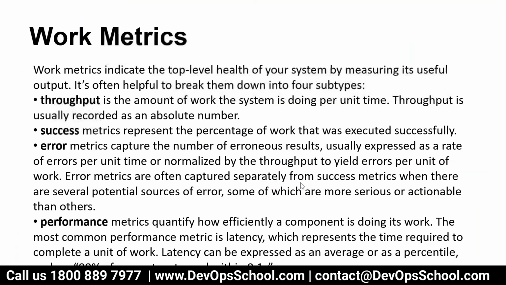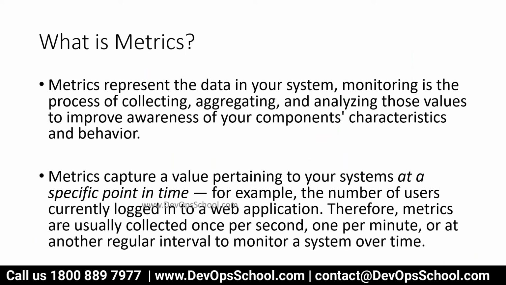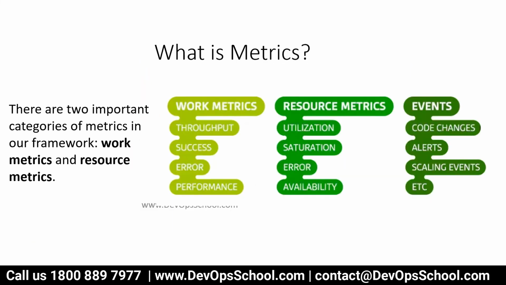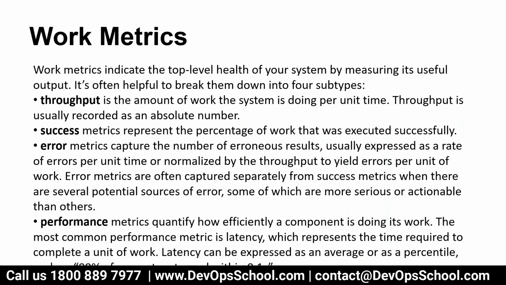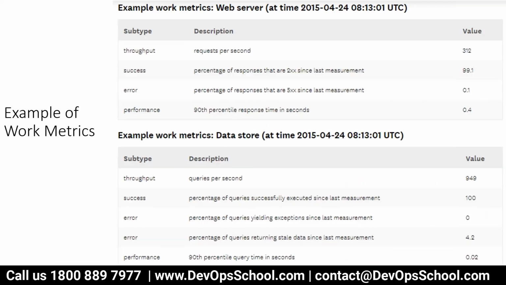So yes, there are different kinds of metrics we have: work metrics, resource metrics, event metrics, and all. Because we've been doing monitoring for so many years, we understand what throughput, success, error, performance, utilization, saturation, errors, and availability are. So these are the metrics we are going to gather, and some of these examples you can see here.